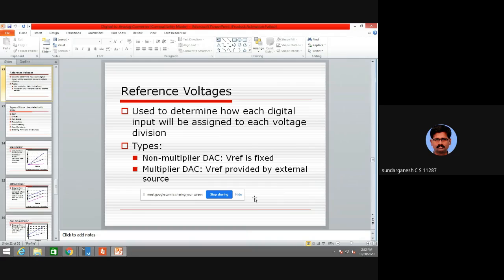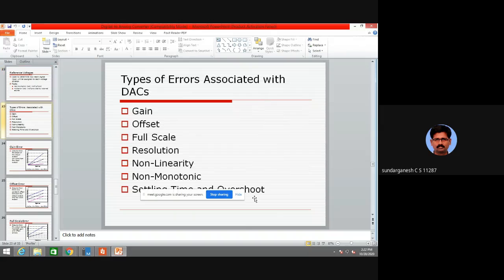Reference voltages are there in the DAC. They are used to determine how each digital input will be assigned to each voltage division. The types of reference voltages are the non-multiplier DAC and the multiplier DAC. In the non-multiplier DAC, the V reference is fixed. In the multiplier DAC, the V reference is provided by an external source.